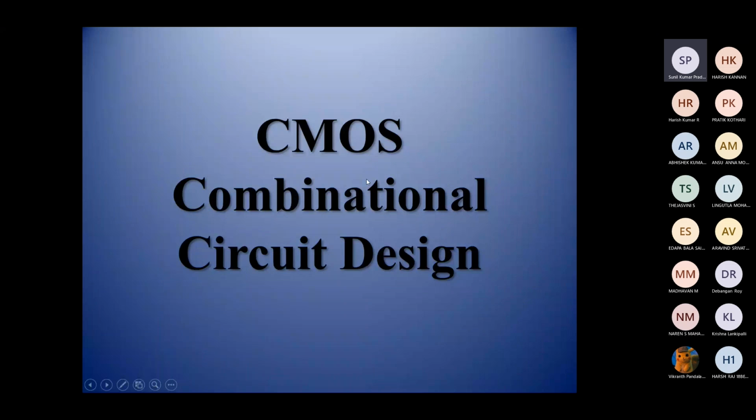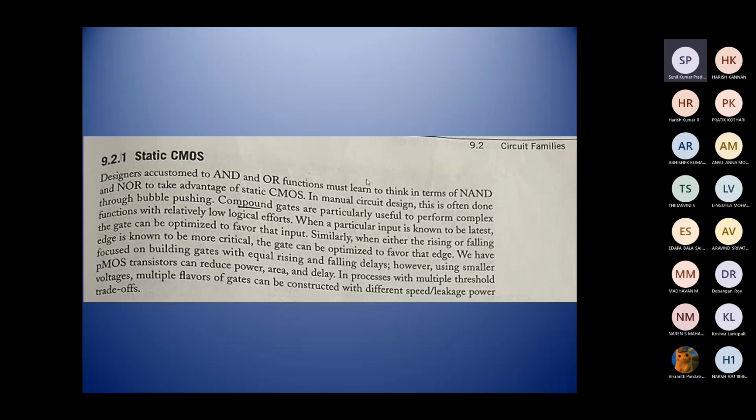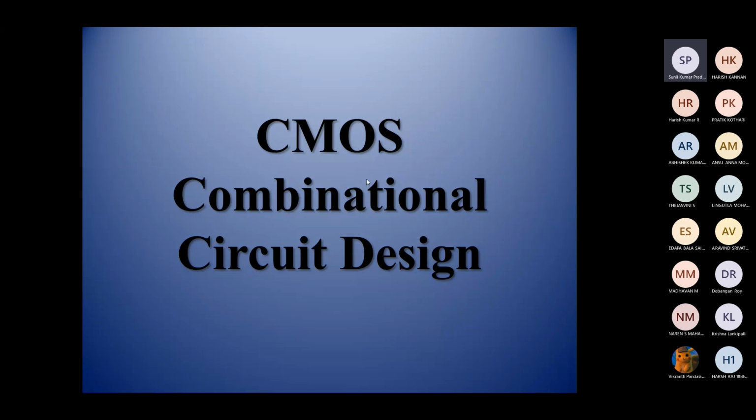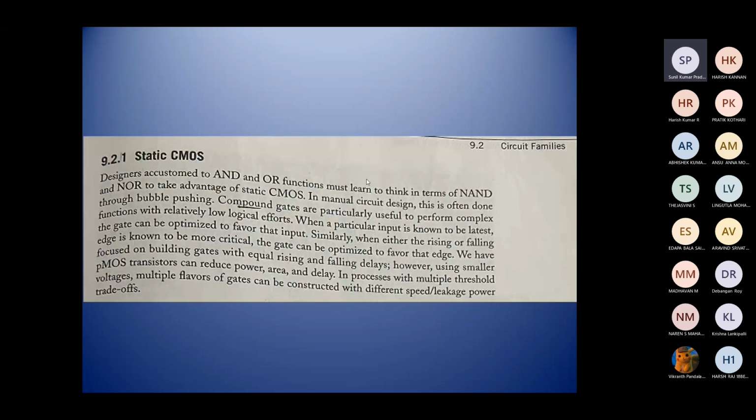So, continuing from our last class, we'll study some more content as far as VLSI system design is concerned. Today we'll study CMOS combinational circuit design. First, what we discussed on CMOS combinational circuit design is static CMOS. In these cases, we are taking a NAND gate and a NOR gate for functions to implement in terms of NAND and NOR.